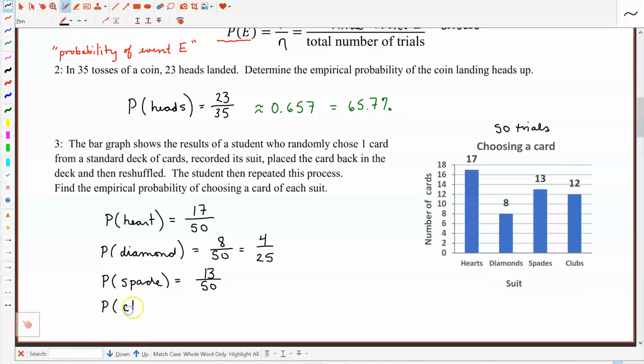And then finally, the last suit would be getting a club. So out of the 50 trials of the experiment, clubs occurred, it looks like 12 times, and then that can be simplified. So we now just found the empirical probability of choosing a card of each of the possible suits that were recorded from this experiment.